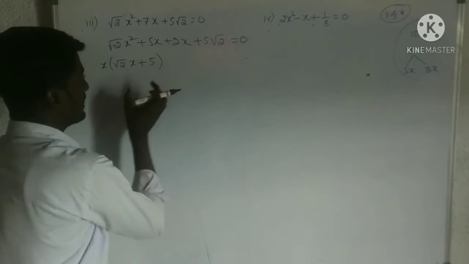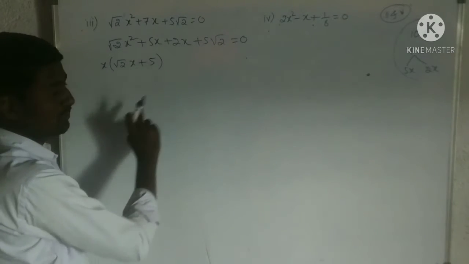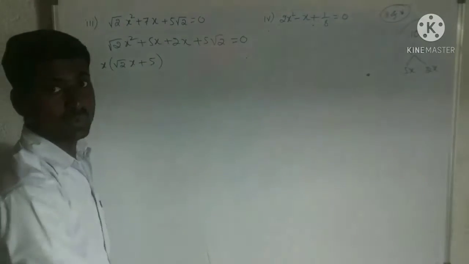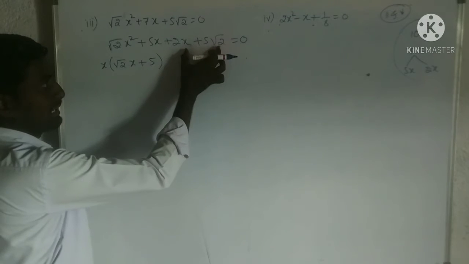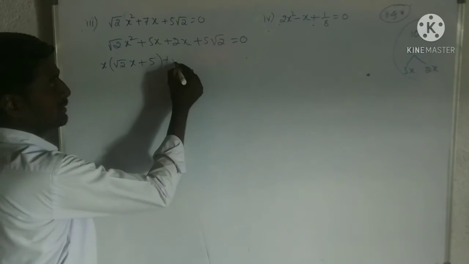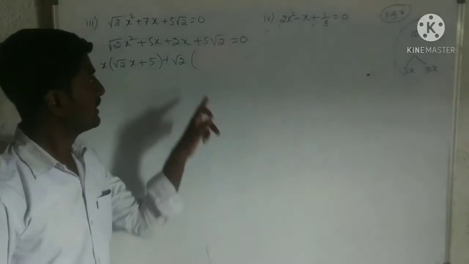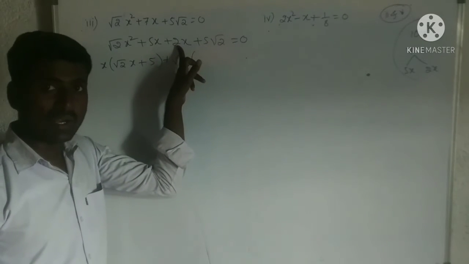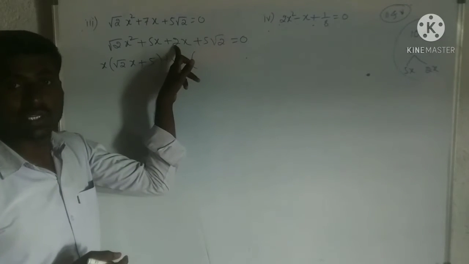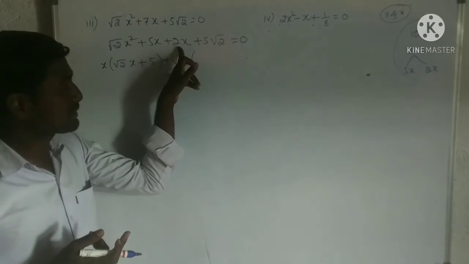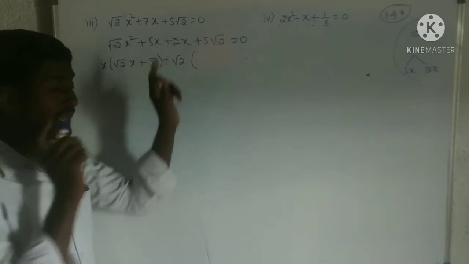Now here I got root 2x plus 5. Here also I should get root 2x plus 5. For that, I can take root 2 as common here, plus root 2. Why have I taken root 2 here? Here in place of 2, I can write it as root 2 into root 2. In this root 2 into root 2, I have taken one root 2 outside. Remaining one root 2 as it is.